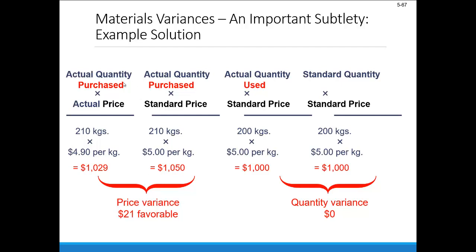It's calculated on the total purchased: $1,029 minus $1,050, and there's our $21 favorable price variance here. In other words, stemming from the $4.90 we paid per kilogram when the standard said we should have been paying $5. So just one other little wrinkle there that we can have.